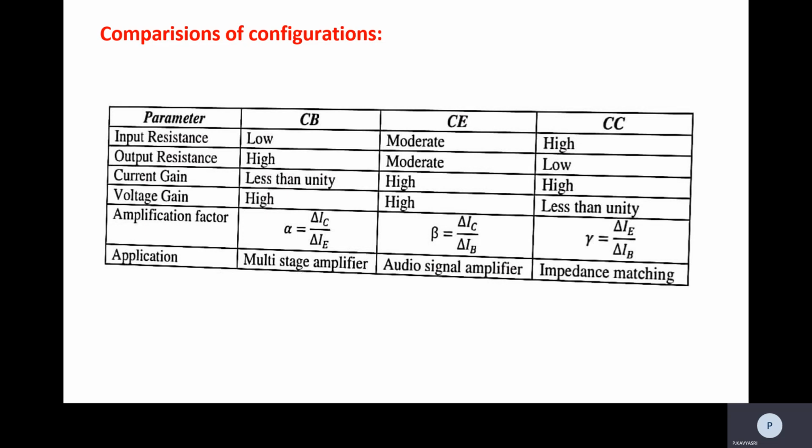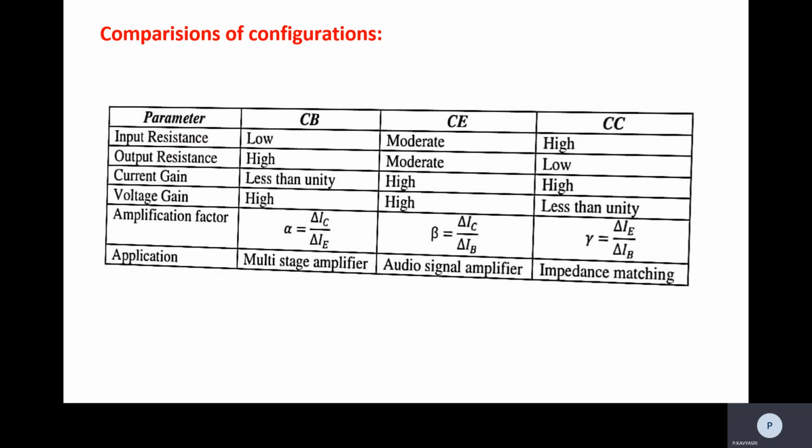Output resistance can be denoted by R naught. It is high in CB configuration, moderate in CE configuration, and low in CC configuration. Next one is current gain, denoted by capital A suffix i. It is less than unity in CB configuration. In CE configuration it is high, and in CC configuration also it is high. Next one is voltage gain, represented by capital A suffix V. In CB and CE configurations the voltage gain is high, and in CC configuration the voltage gain is less than or equal to unity.